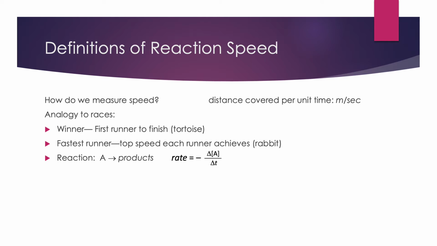If instead of defining the winner of a race as the person that crossed the finish line first, what if we define the winner of the race as the one that achieved the highest instantaneous speed during the course of the race? Well, in that case, the rabbit would have certainly won that because it was certainly running faster than the tortoise. It just took time to take a nap and didn't reach the finish line first.